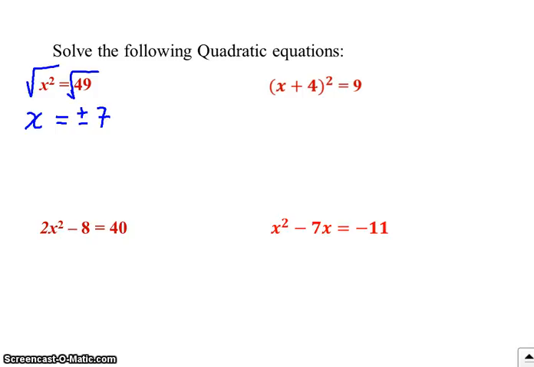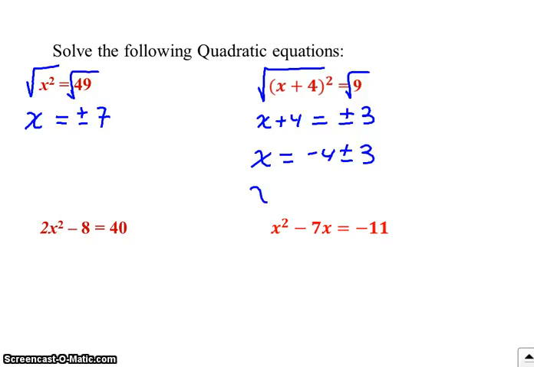I'll do the same thing for the next one then. Take the square root of both sides. The square root of x plus 4 all squared is x plus 4. The square root of 9 is plus and minus 3. And now we're going to subtract 4 from both sides. And we get two solutions for x. Negative 4 plus 3 is negative 1, or negative 4 minus 3 is negative 7.